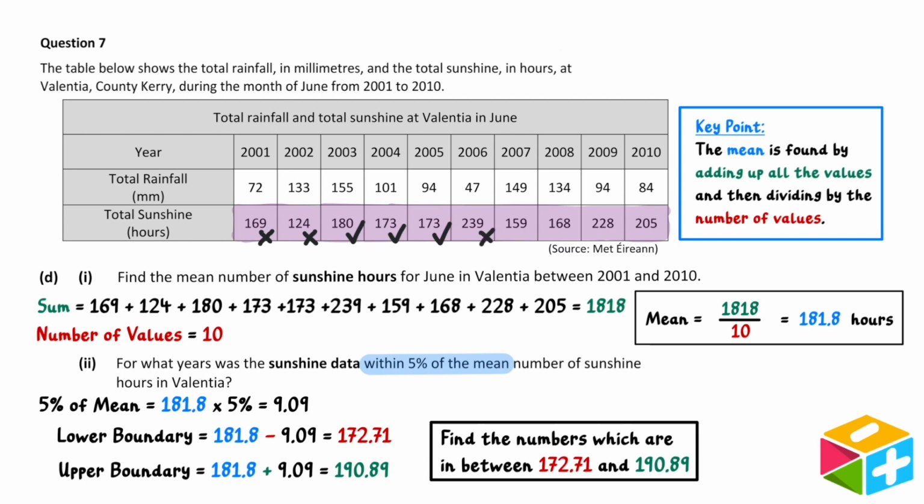239 is too big. 159 and 168 are both too small, and 228 and 205 are both too big. So the only numbers which fell between our boundaries was the 180, the 173, and the other 173. These correspond to the years 2003, 2004, and 2005. So these are the years that the sunshine data fell within 5% of the mean.